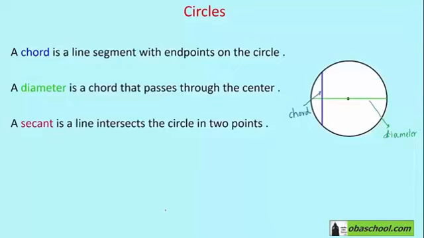Now, the secant is a line that intersects the circle in 2 points. It passes inside and then goes outside of the circle. And it crosses at 2 points on the circle itself.